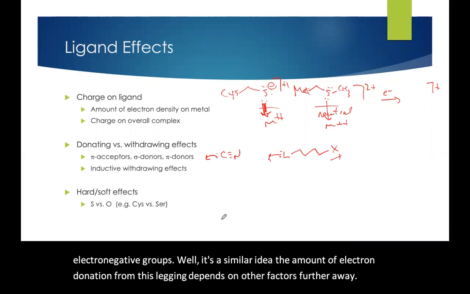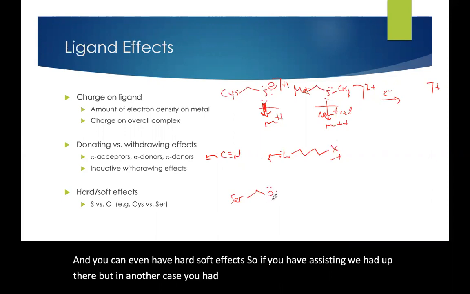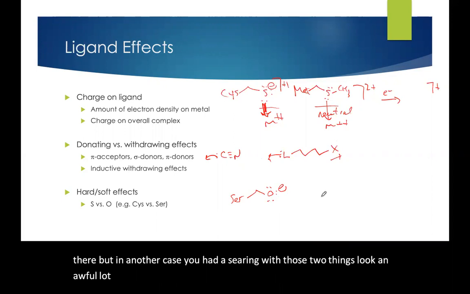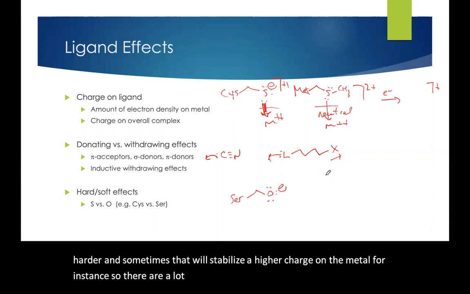And you can even have hard-soft effects. So if you have a cysteine like we had up there, but in another case you had a serine, well, those two things look an awful lot alike. We're just changing out an oxygen for a sulfur, so we're getting harder. And sometimes that will stabilize a higher charge on the metal, for instance. Right? So there are a lot of things that can vary in the ligands that might influence the reduction potential.